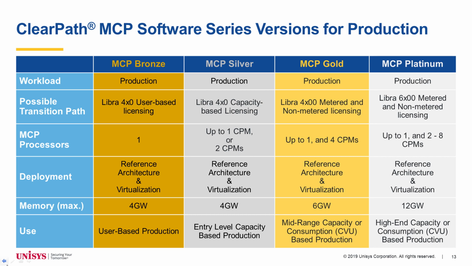With Gold, we introduced our MCP equivalent to metering, and that was our consumption-based, and then we had a non-metered, which is our capacity-based. So you can have up to 1 full CPM and then up to 4 CPMs after that. You can have up to 6 gigawords of MCP memory, and this is considered the mid-range offering for capacity set.